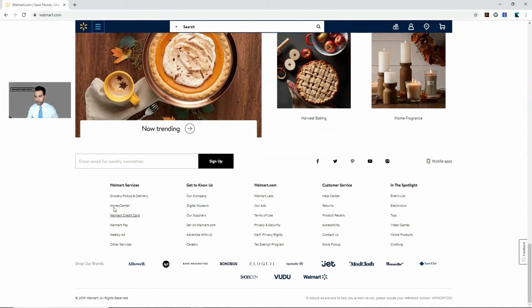Let's see. Do you guys see it? Digital, Walmart.com, our ads, terms. Okay, so they're making it a little bit more difficult. Let's see here, careers. Advertise with us. Let's see, where is this? Okay, wow. So they're making it difficult for investors to see their business.